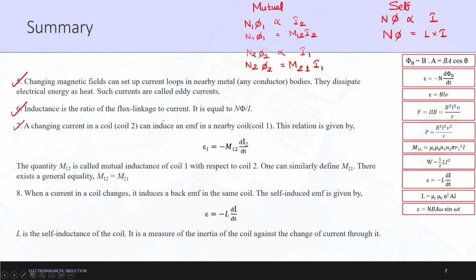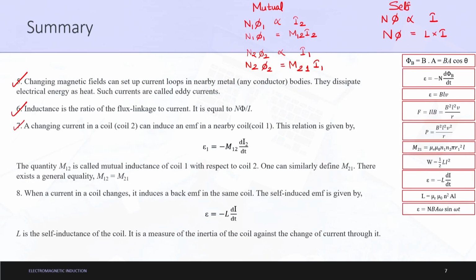Next point. When a current in a coil changes, as in with respect to time the value of current will change. So, that means if at t is equal to 0, the current is let us say 0, at t is equal to 5 seconds the current value changes to 5 amperes, and at t is equal to 10 seconds the current value is 10 amperes. That means there is a variation in current value. So, this is the thing told here, that when a current in a coil changes, it induces a back EMF.